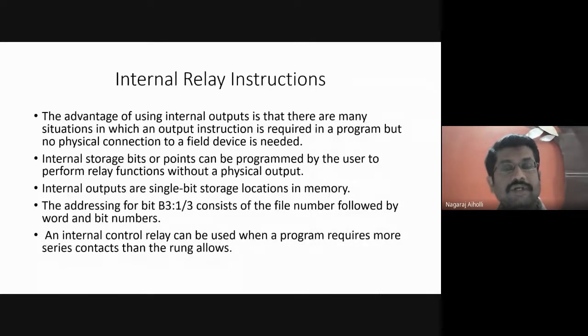And what is the advantage of using the internal outputs? The advantage is that there are many situations in which an output instruction is required in a program. There is an output instruction, we have written the ladder rung program, but no physical connection to a field device is needed. Physically the field device is not connected. Under such a situation, we make use of the bit memory locations which are called internal output bits. Internal storage bits or points can be programmed by the user to perform relay functions without a physical output.